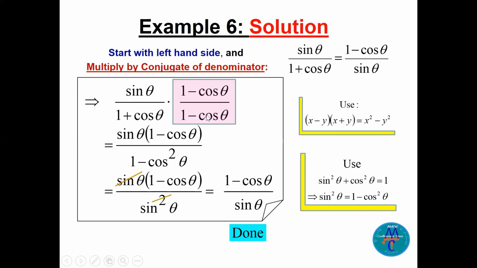So why do we multiply by the conjugate? So that we can use the formulas that we have. Because almost all the formulas have sine squared, cosine squared, tan squared, secant squared. And here we cannot use any formula with sine and cosine.